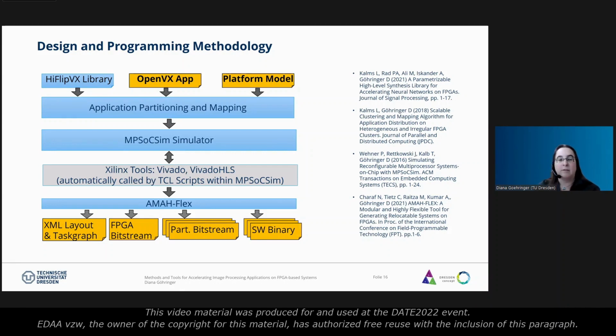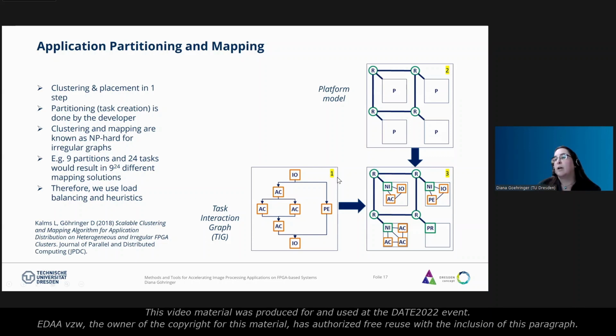So when we now have our application described in OpenVX and using the HighFlipFX library, how can we then partition it? Because this will give us one graph, but we want to partition it on those reconfigurable partitions or on multiple FPGAs. And for this, we also have a tool flow. Basically, the idea is that we have here a task interaction graph, for example, where AC stands for different accelerators, kernels from the HighFlipFX library, and some input-output from the camera, for example. This allows us to describe the application. Of course, we also need a model of our target platform on which we want to map. In this example, we use a model with a network on chip and 4 partitions.